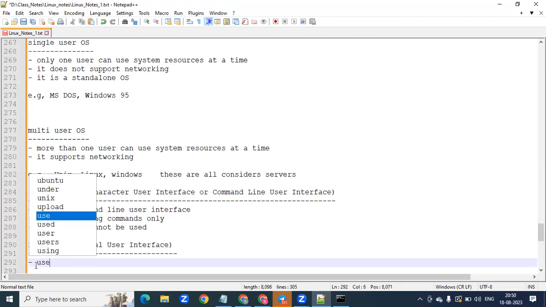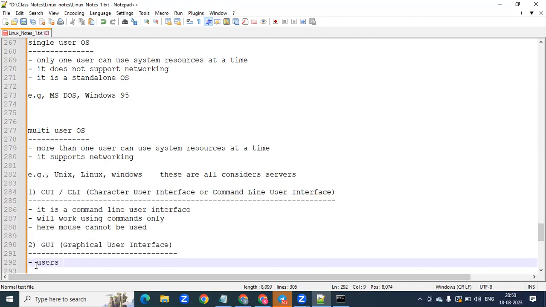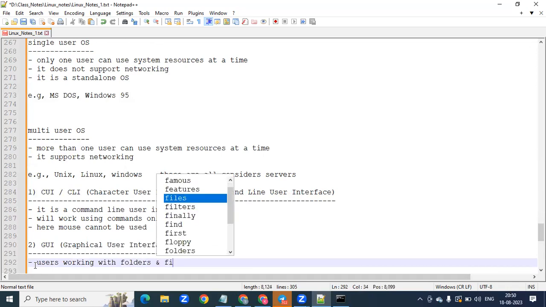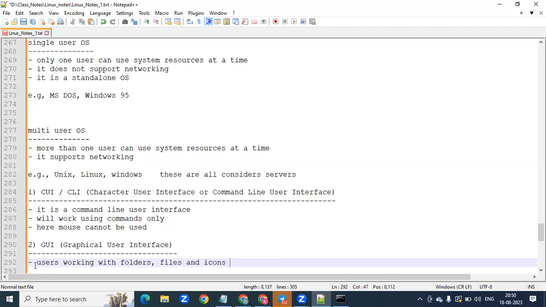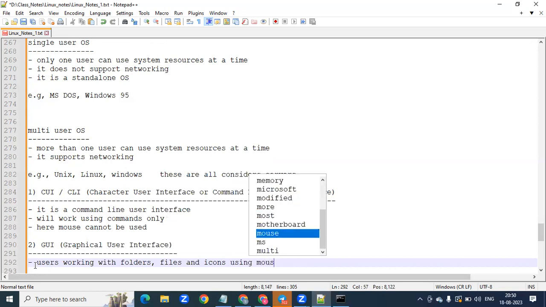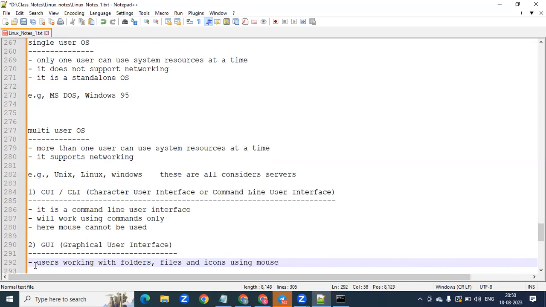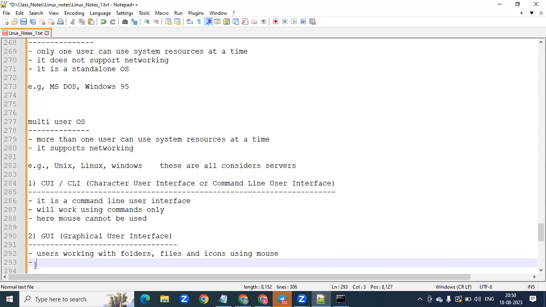See here, users work with folders, files, and icons, using the mouse. It is user friendly.